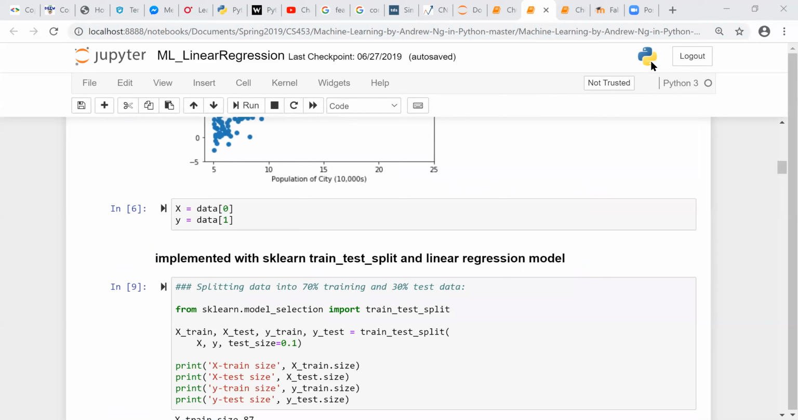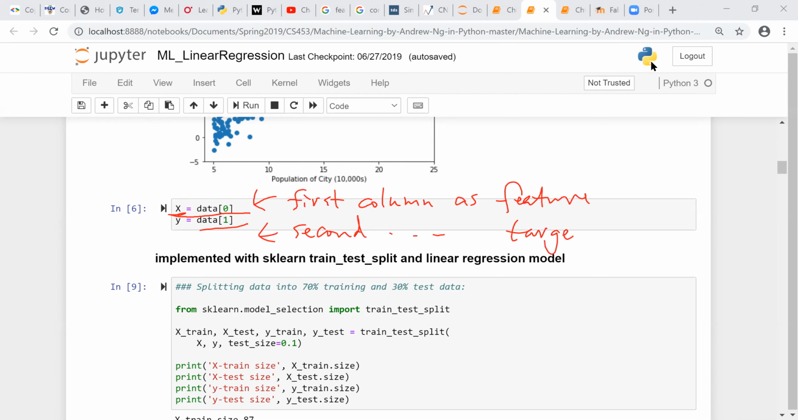Okay, then over here, for the feature, we take the first column as the feature. And the second column as what? As the target value. So here you can see it's different from the earlier one.